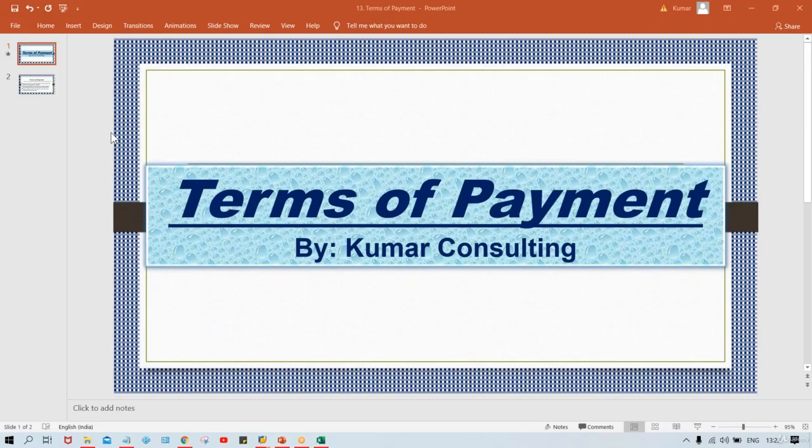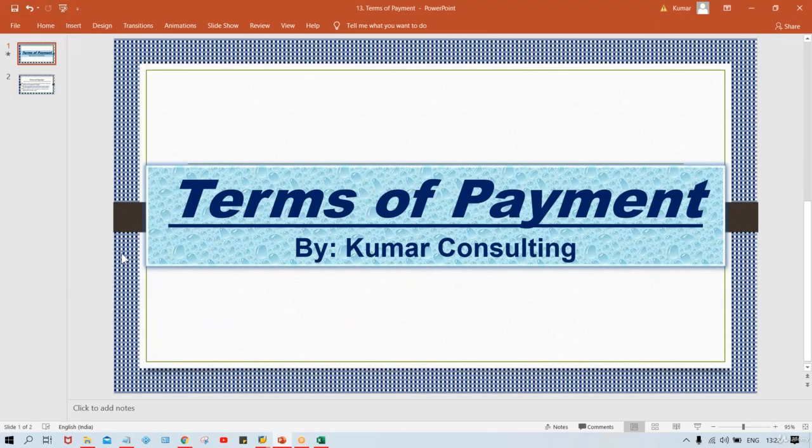I'm going to cover a topic called terms of payment, or it is also called payment terms. So here in this session, I'll explain what terms of payment or payment terms are and how they are configured in SAP.